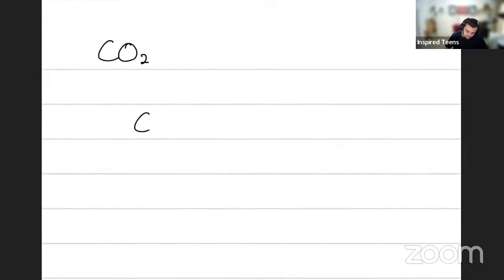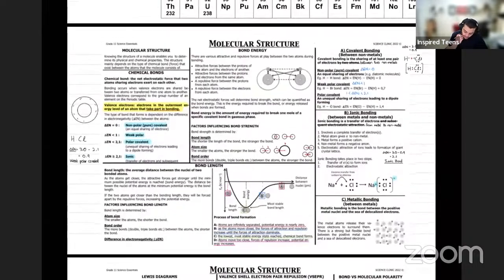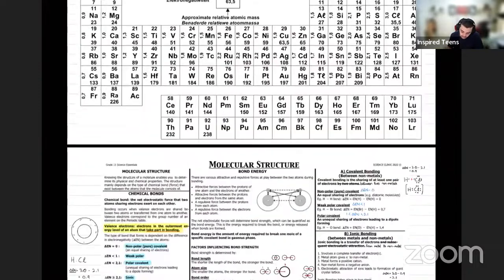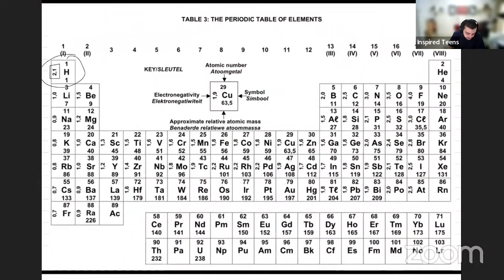Okay, before we do carbon, let's do H2. I think it will be a bit easier to start off with, and then we can do carbon dioxide. So let's compare hydrogen and oxygen.